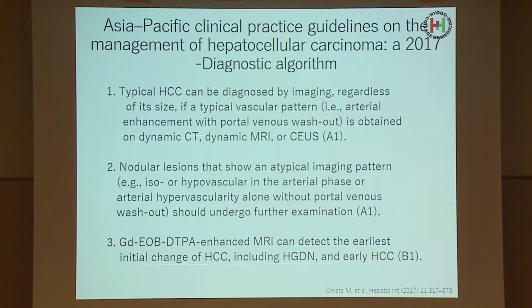The diagnostic algorithm for HCCs is presented as follows. First, typical HCC can be diagnosed by imaging regardless of its size if a typical vascular pattern is obtained on dynamic CT, dynamic MRI, or CEUS. Second, nodules that show an atypical imaging pattern should undergo further examination. Third, EOB MRI can detect the earliest initial change of HCC, including high-grade dysplastic nodules and early HCCs.